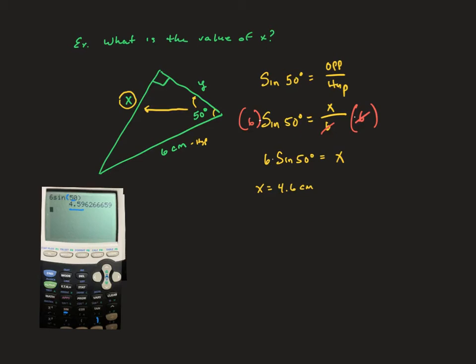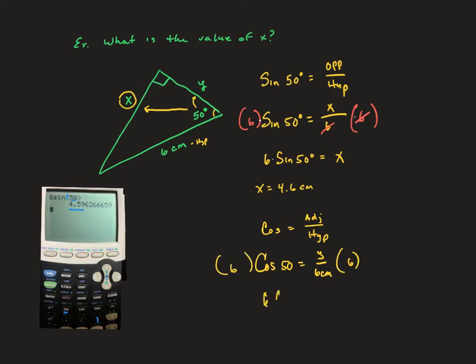So in doing so, the cosine would be the adjacent over the hypotenuse. So cosine is the adjacent over the hypotenuse. So the cosine of 50 degrees is going to be equal to y over 6 centimeters. So again, we multiply both sides by 6.